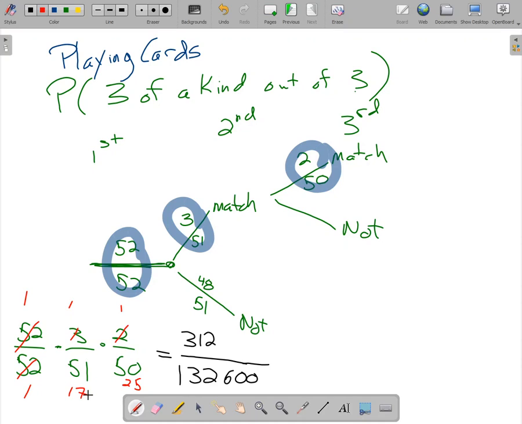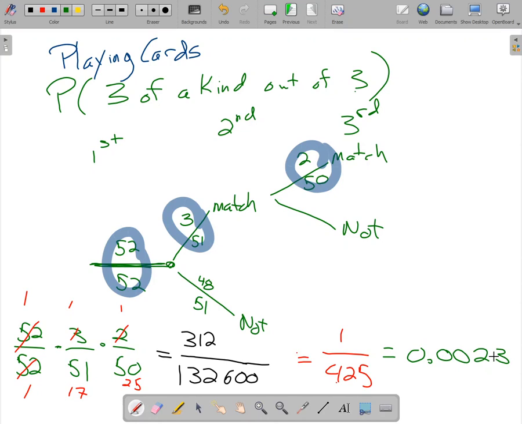So what's 17 times 25? Because that's what's in the bottom right now. 425. And just for fun, what is 1 divided by 425, to like 4 decimal places? 0.0023.